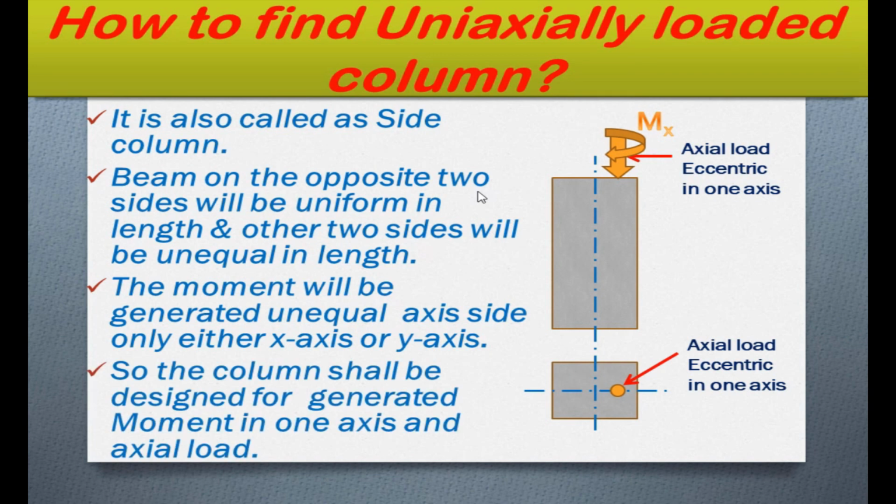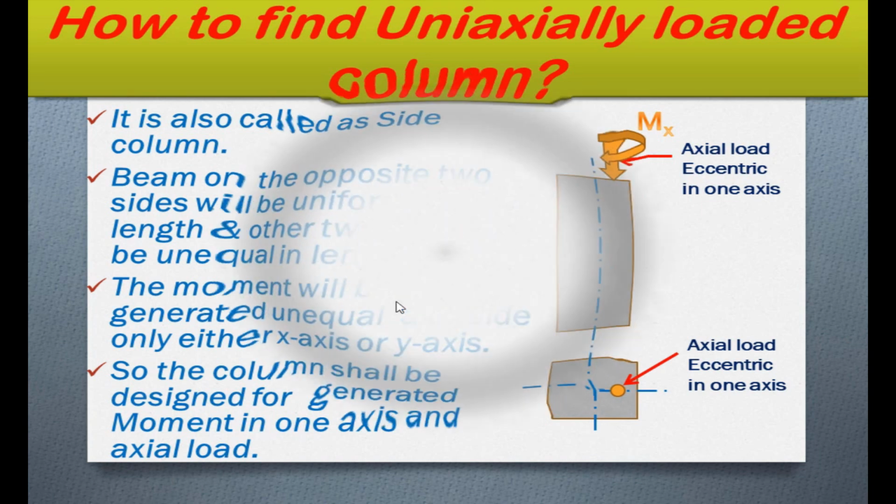So the column shall be designed for the generated moment in one axis and axial load. If it is a uniaxially loaded column, the load will be eccentric on either the x-axis or the y-axis, any one of the axes only. If you consider this is the x-axis and this is the y-axis, if the load is eccentric on the x-axis, that is, the beams connecting on these two sides will be unequal, and the y-axis side will be equal. So the column layout we will see.